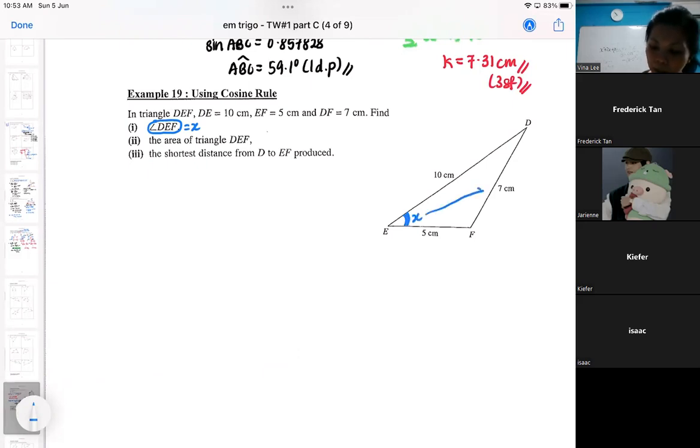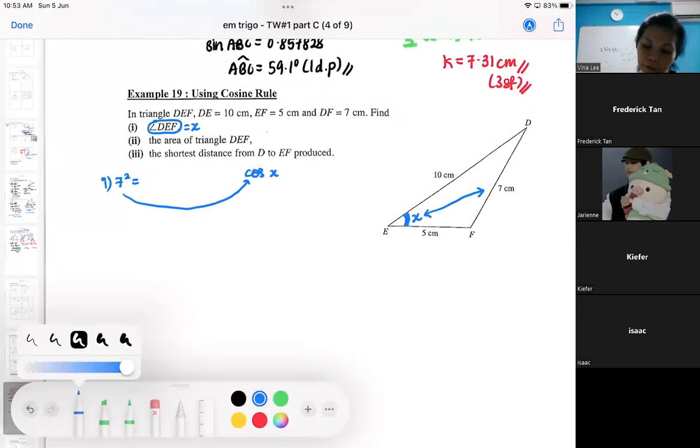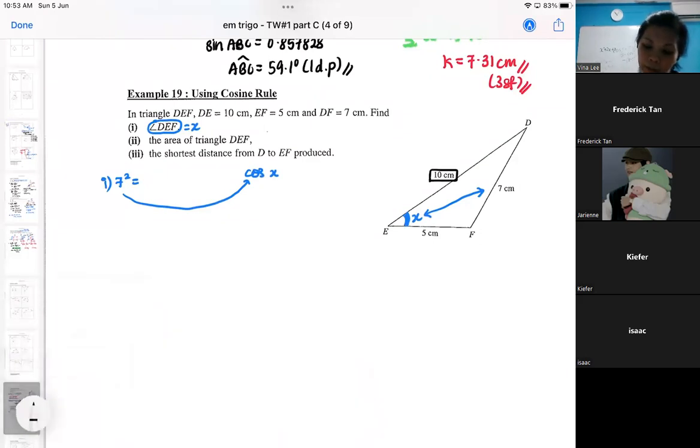So this is only one arrow. It looks very simple, like this. From your cosine rule, 7 squared will be equal to all the way connected to cosine X. And then you form the fake Pythagoras, and you subtract.